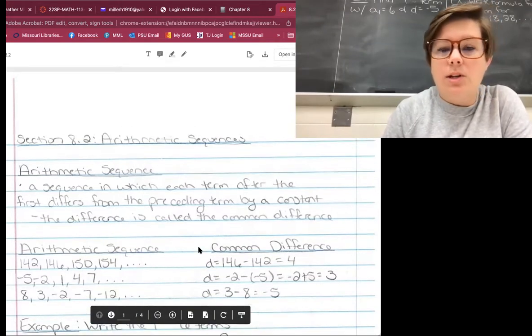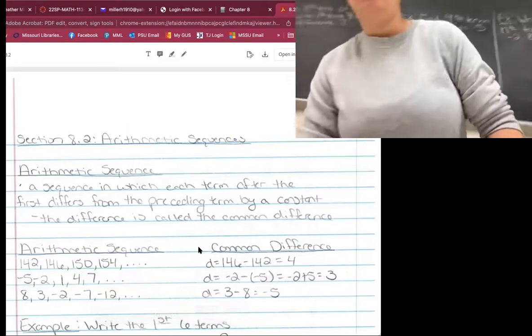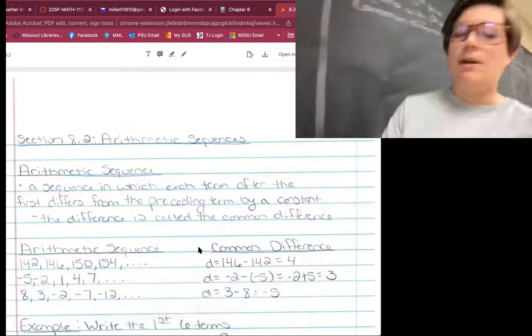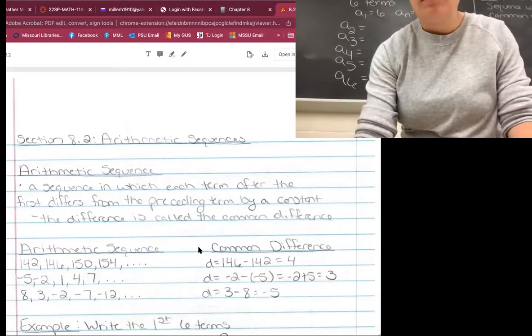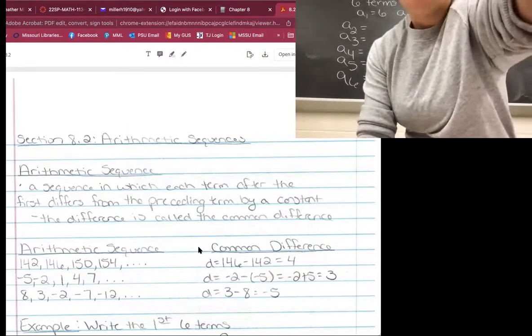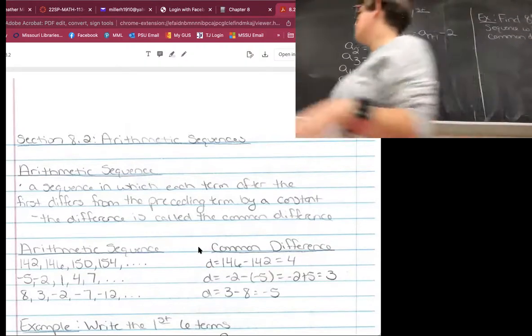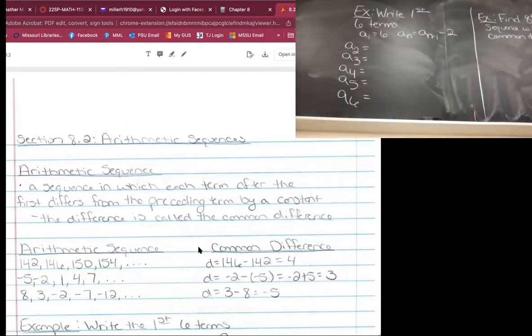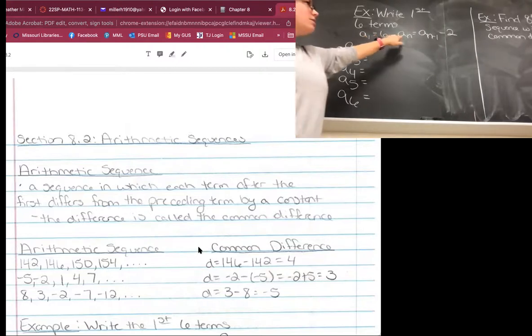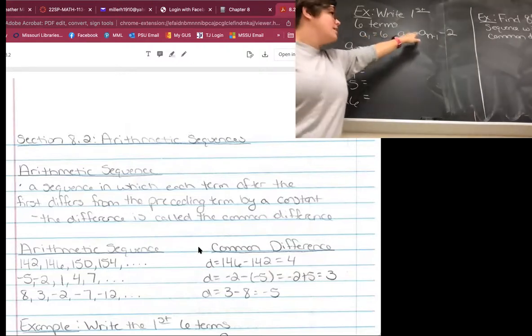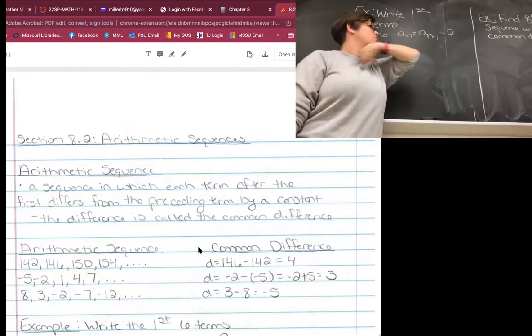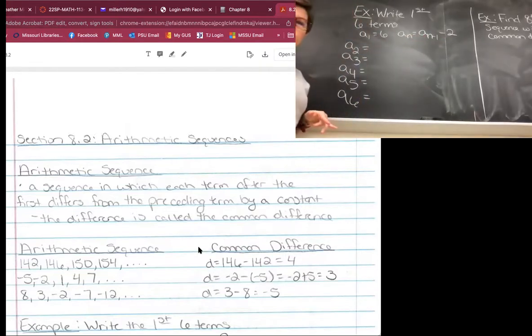So what we're going to do is find some of the first terms for an arithmetic sequence. It says write the first 6 terms for this arithmetic sequence. It tells us that our first term is 6 and that our equation for the nth term is a sub n equals a sub n minus 1, minus 2. So we need to come up with the second, third, fourth, fifth, and sixth terms.